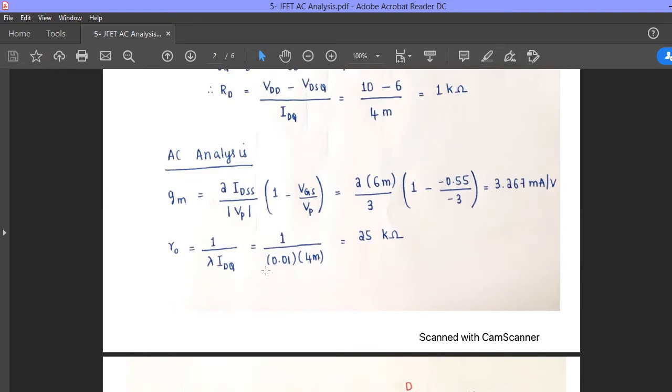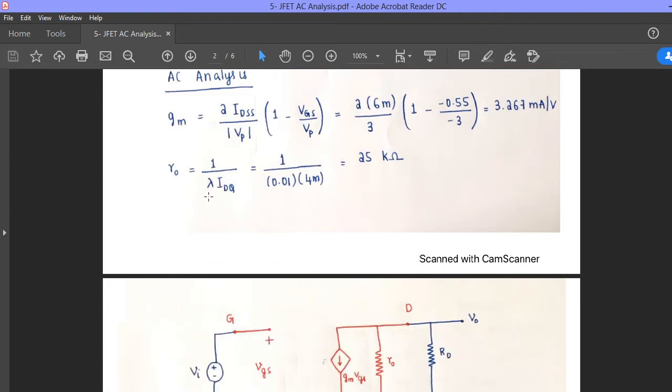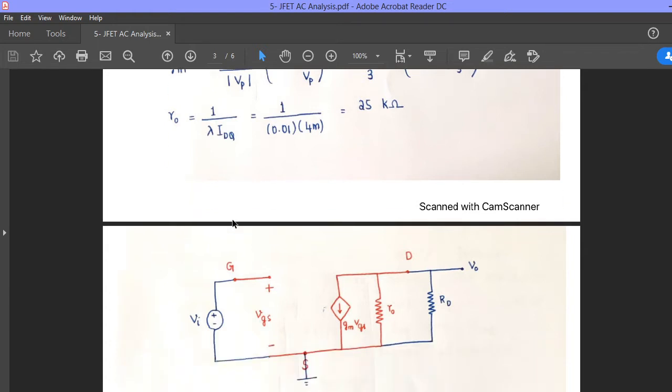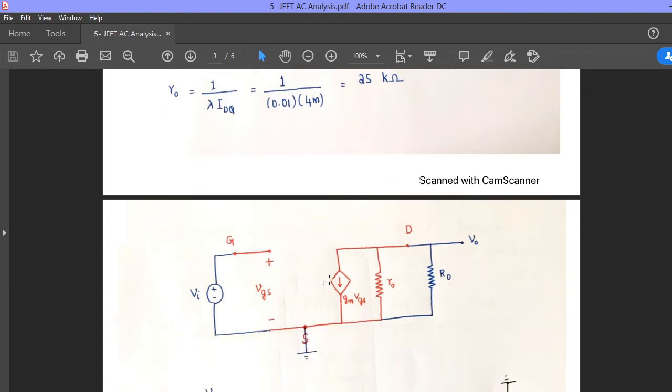Now the most important thing: to find the value of AV equal to V0 by VI, we have to draw the AC equivalent circuit. While drawing the AC or small signal circuit, we have to ignore or ground the DC values. All DC values are ignored, and only this small VI is considered, and VGS is considered. Here R0 will come. R0 is the output resistance, along with RD and V naught. R naught we will get only when the lambda value is given in the question, and this is GM VGS.